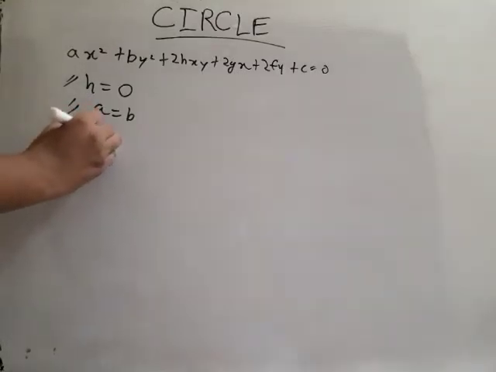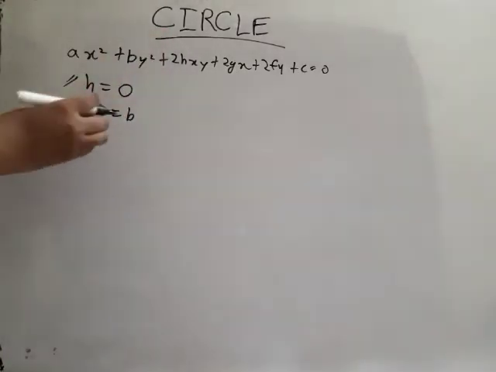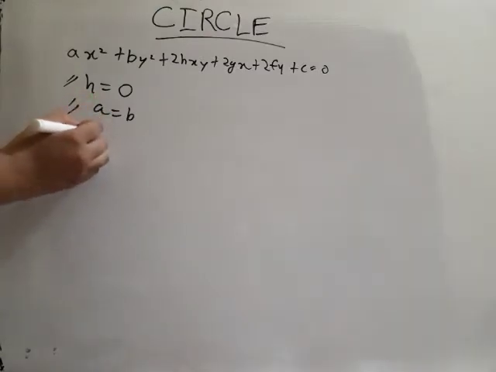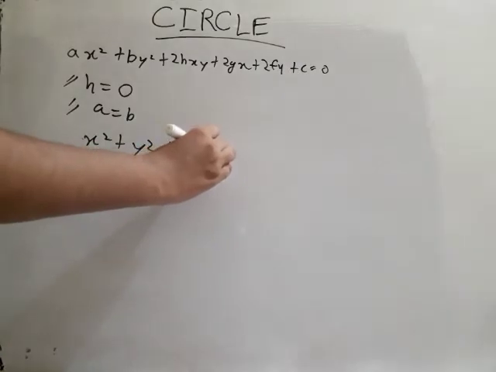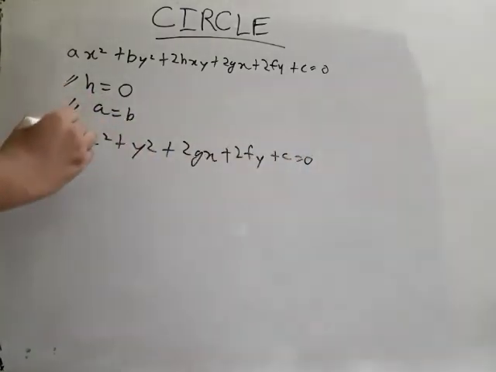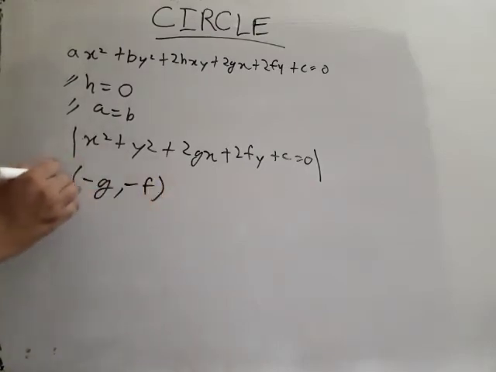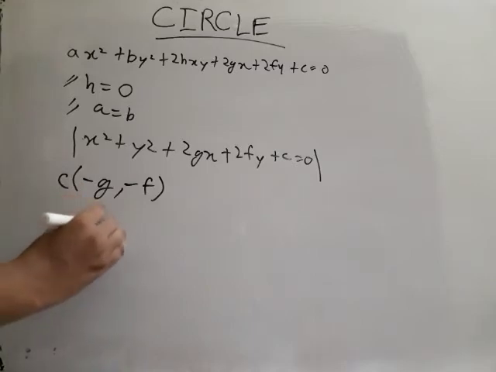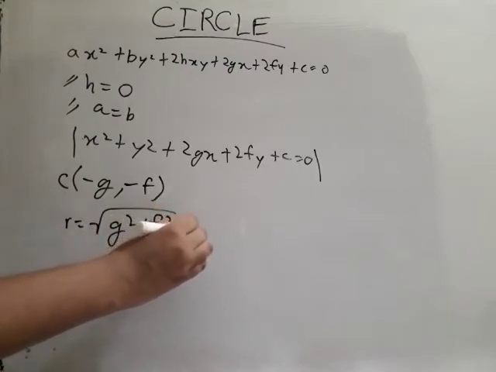Now the radius of the circle, after putting h equal to 0 and suppose a equals to b equals to 1, if we make it, then x square plus y square plus 2gx plus 2fy plus c equal to 0. This is the general equation of a circle. The center is given by minus g comma minus f. This is the center of the circle, and radius r is given by root under g square plus f square minus c.